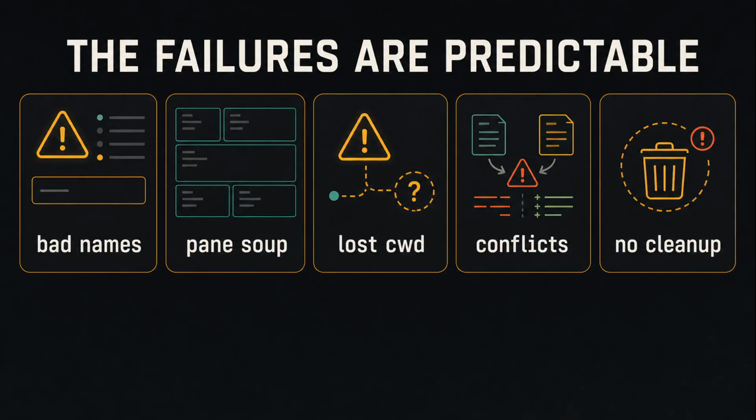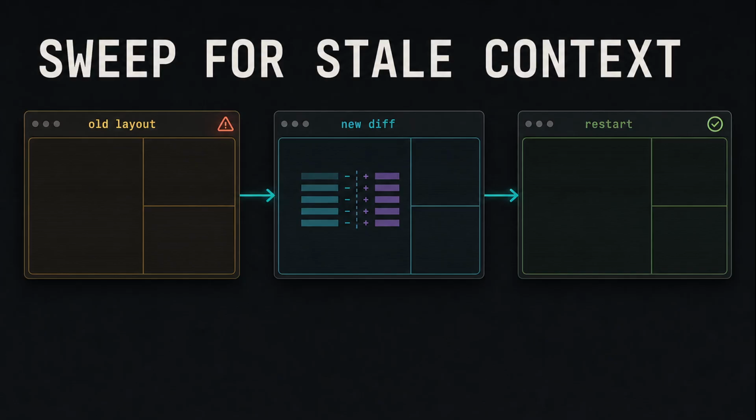And the sneaky one? Stale context. One agent finishes a refactor, another agent in a different window is still reasoning from the old file layout, and you let it continue because the terminal looks calm. That is why the sweep matters. Move through the windows. Ask what changed. Kill or restart stale sessions. Rebase the mental model before you rebase the branch. The goal is not more terminals. The goal is less mystery.